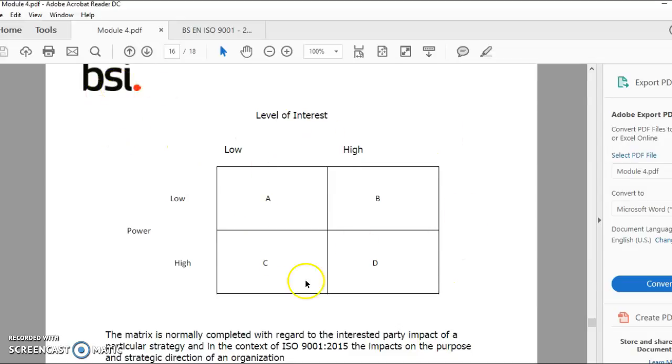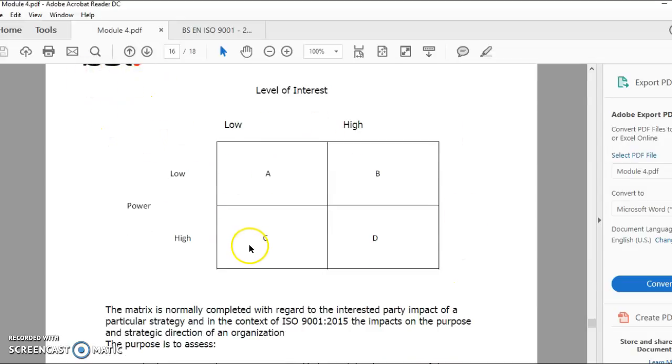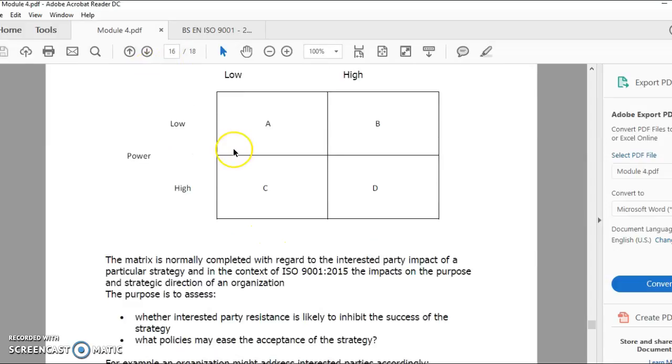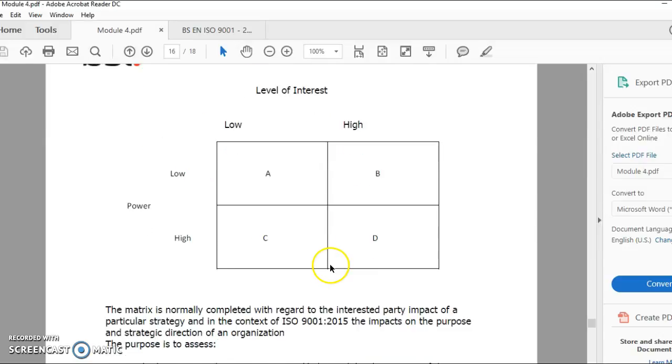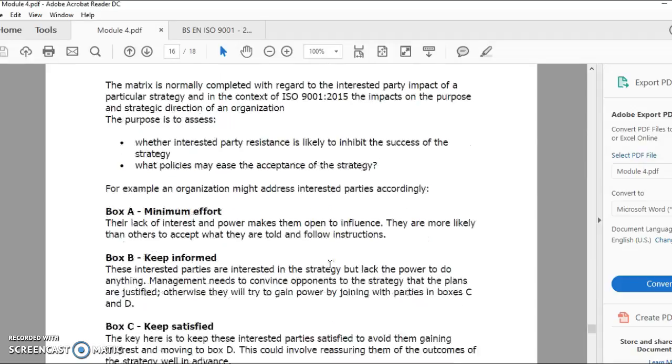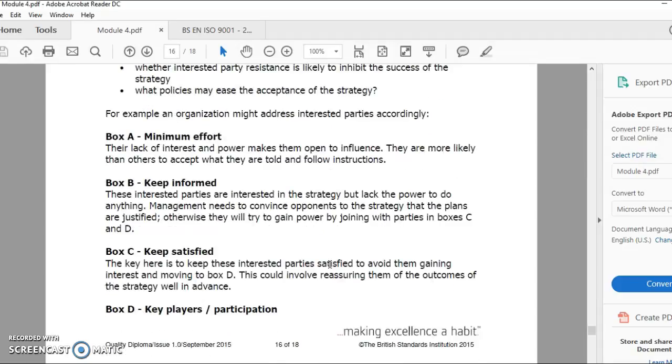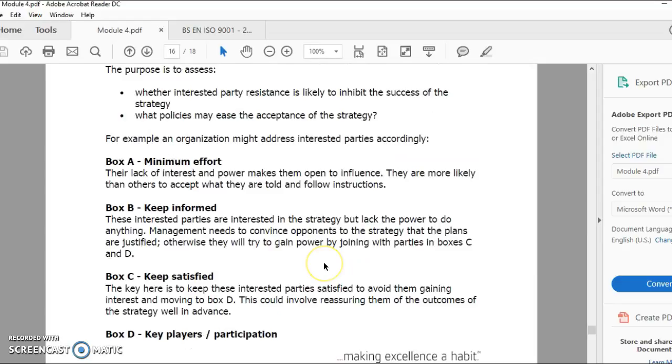This actual layout or information is taken from the BSI quality diploma learning material. But if you Googled Mendelow stakeholder matrix, you can quickly find exactly the same layout and information which goes into what you should do depending on where the particular stakeholder sits within that matrix.